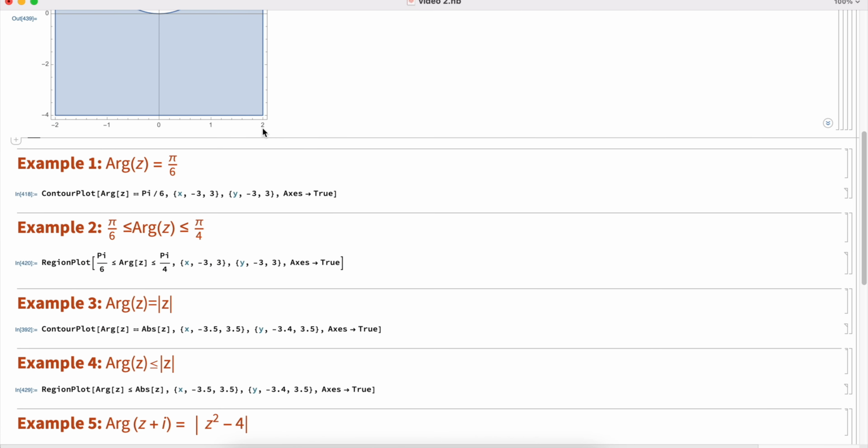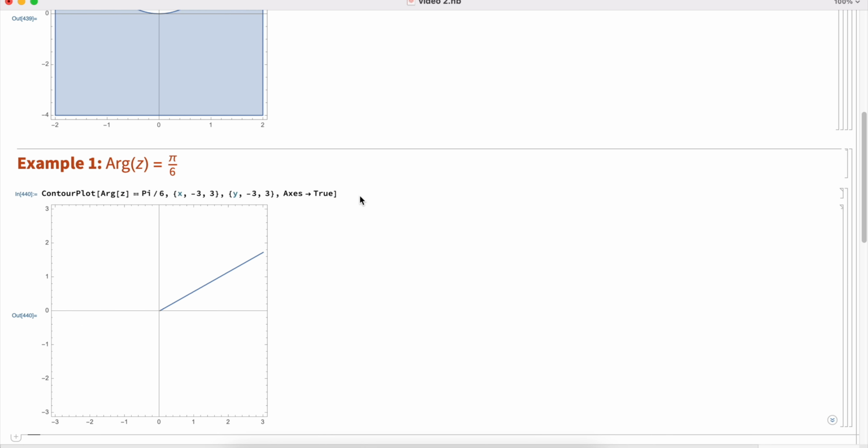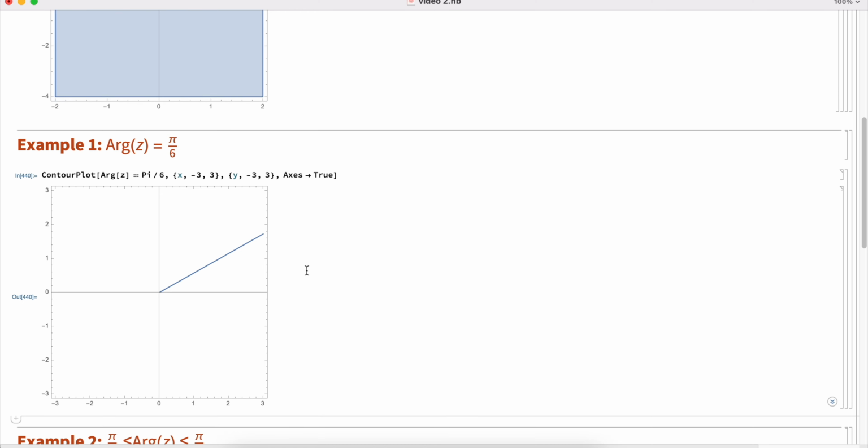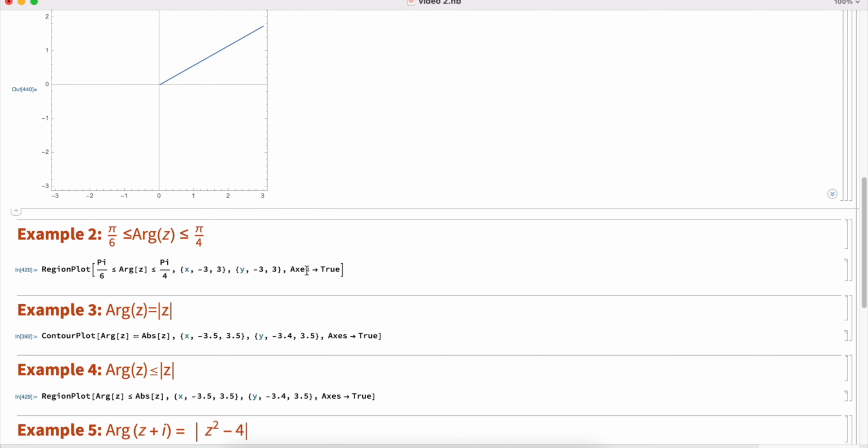Okay, so now let's look at our examples. Let's plot all complex numbers whose argument is equal to pi over 6. Notice that's inside this ContourPlot. We've got argument equals pi over 6. Notice we need a double equal sign here. Well, we get what's expected, which is a ray that makes an angle with the positive x-axis of pi over 6 radians, or 30 degrees.